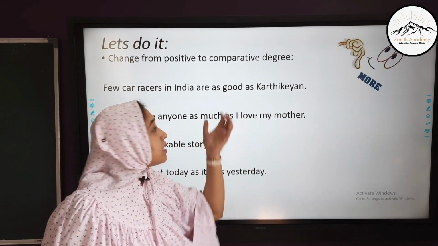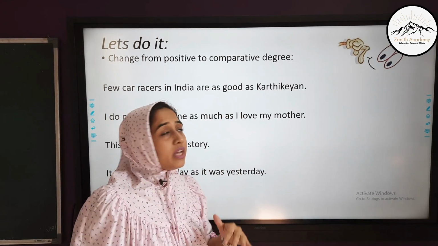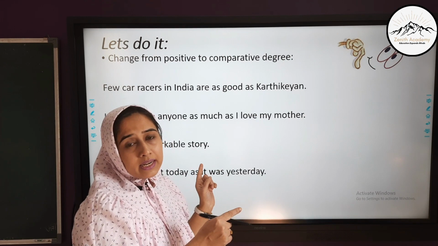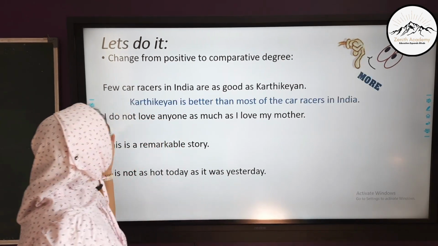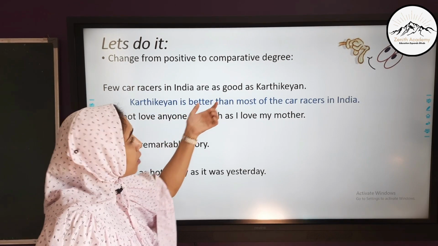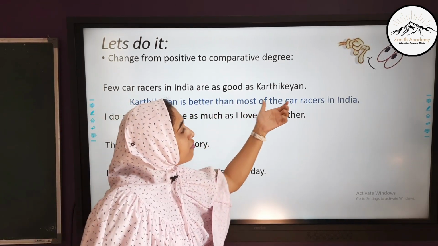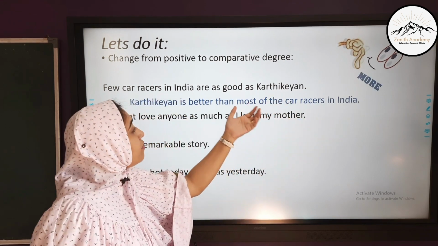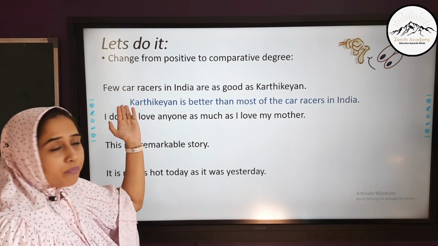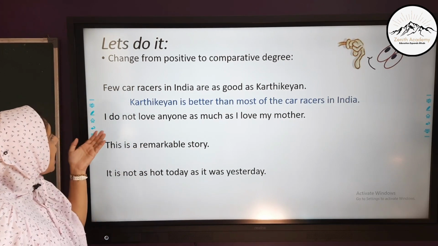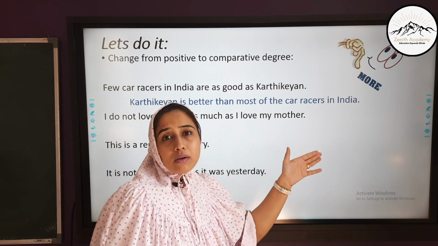Now we have to change this good, the positive degree good, into comparative degree without changing the meaning of the sentence. The meaning conveyed should not be changed. So the sentence becomes Karthikeyan is better, good becomes better. Karthikeyan is better than most of the car racers in India, where we are using the opposite most, opposite of the word few.